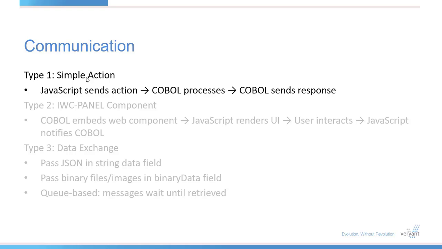Now that we have our location to run COBOL in your web page, we need to communicate with that web page, and there are three main ways to do this. One is to send an action, like a button pressed, from the JavaScript to COBOL, and then COBOL sends a response back. For example, the user might press a button to calculate an order total, and JavaScript informs WebClient, who then runs the COBOL program to calculate the answer, and then sends the JavaScript the total, and JavaScript will display it.